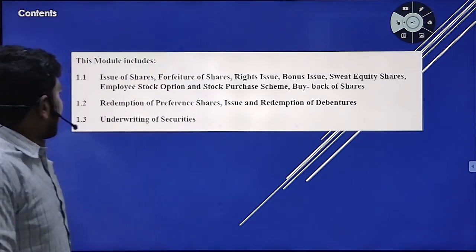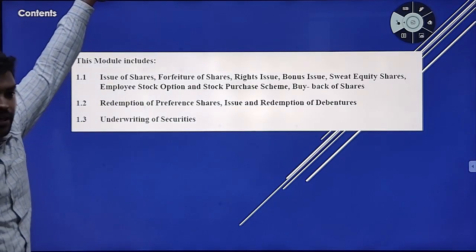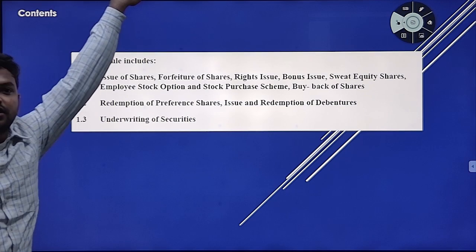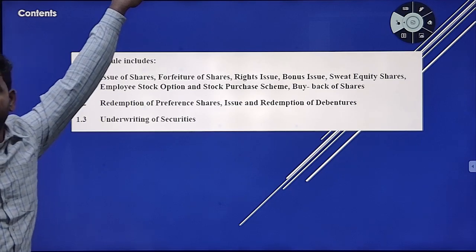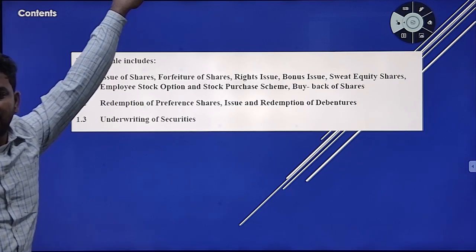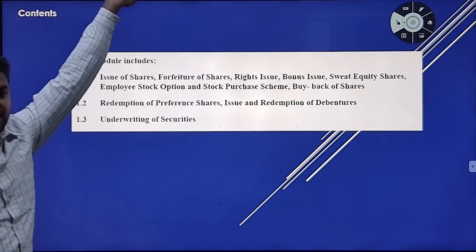Scope of first chapter, what we are doing in this first chapter, what we are going to learn in this first chapter. Issue of shares, this is the primary first, or I would say first step for every company. Issue of shares, समझ गए? Issue of shares, forfeiture of shares. Sir, what is this forfeiture?